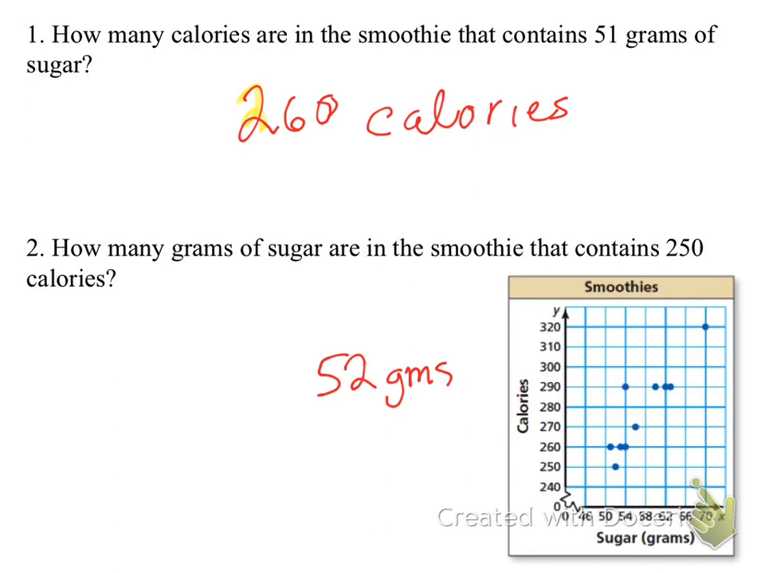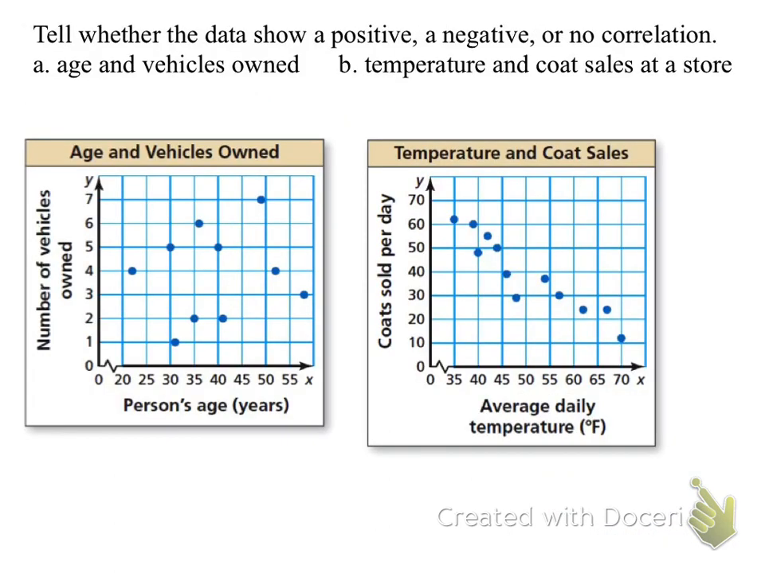So everybody's understanding that for tonight's homework. Tell whether the data shows a positive, negative, or no correlation. Age and vehicles owned. Is there a correlation? No, you could be old and not own a car. You could be young and not own a car. Okay, what about temperature and coat sales? As temperature goes down, what happens to the coat sales? So when they're opposite, what do we call that? Negative correlation. Good.